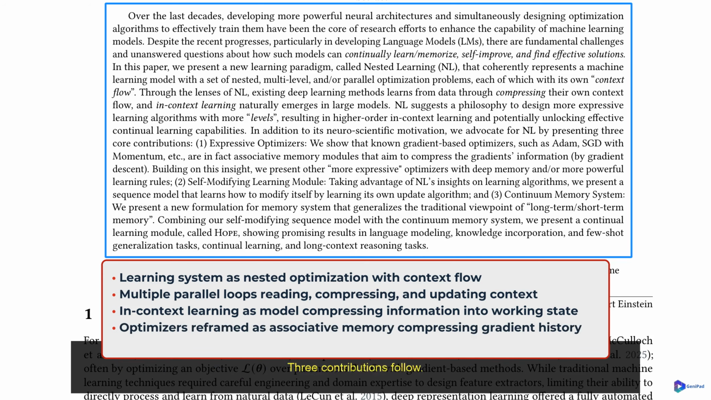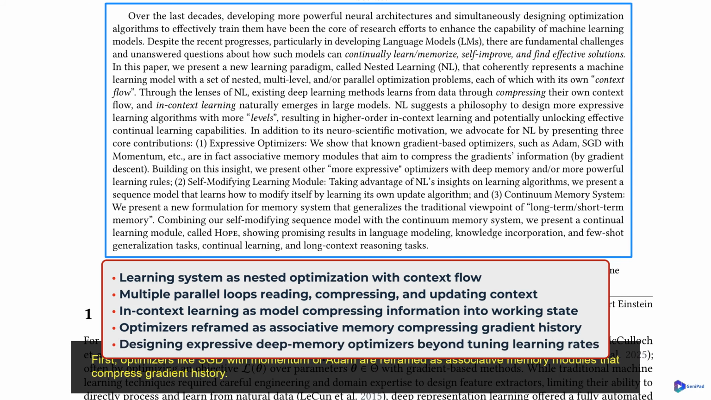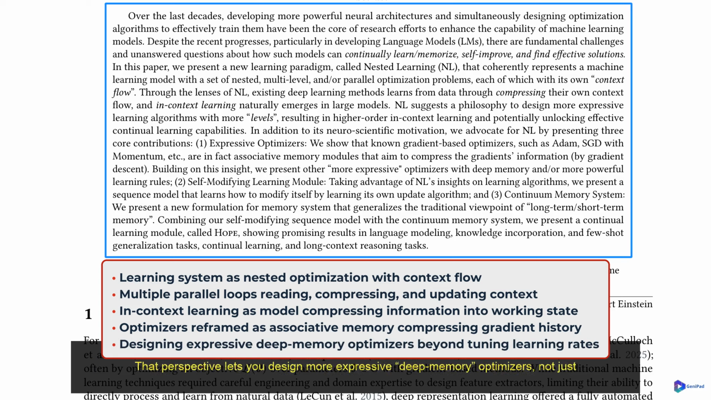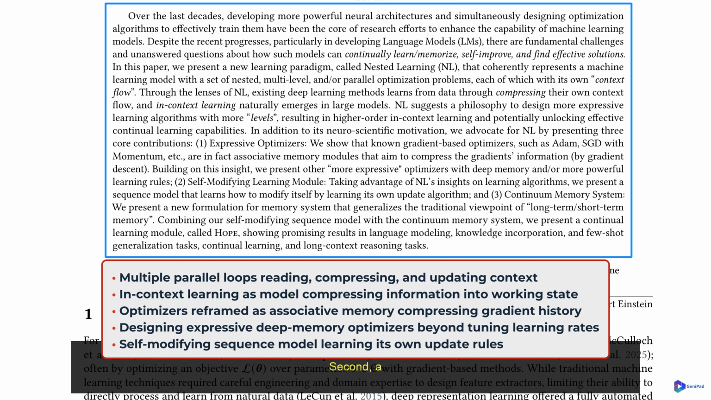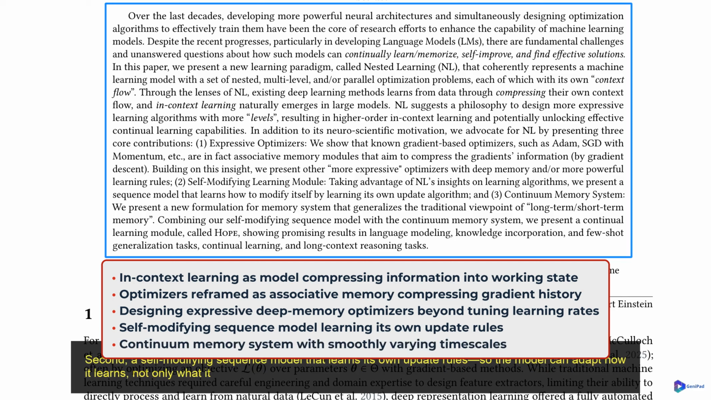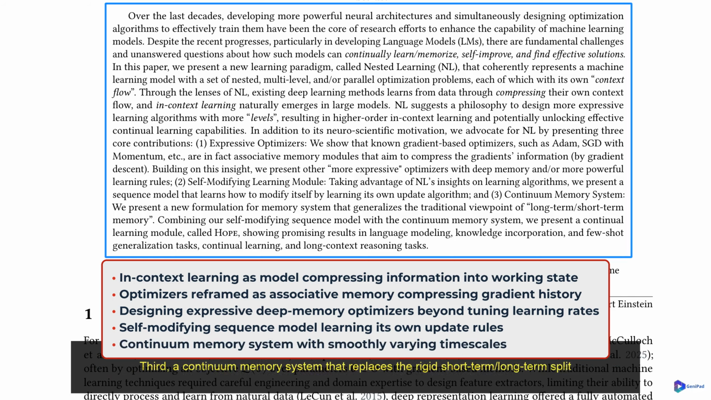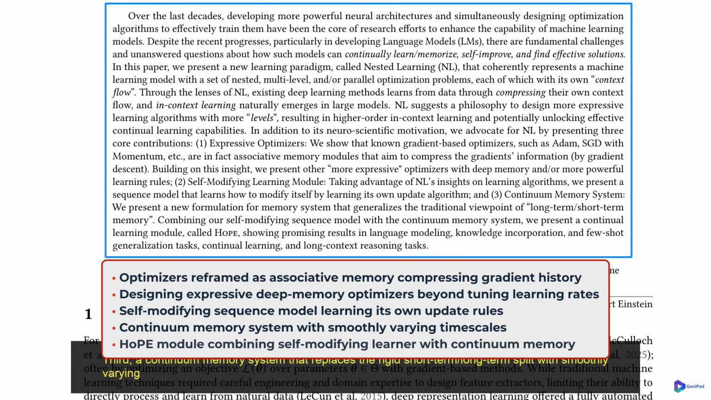Three contributions follow. First, optimizers like SGD with momentum or Adam are reframed as associative memory modules that compress gradient history. That perspective lets you design more expressive, deep memory optimizers, not just tune learning rates. Second, a self-modifying sequence model that learns its own update rules, so the model can adapt how it learns, not only what it predicts. Third, a continuum memory system that replaces the rigid short-term/long-term split with smoothly varying timescales.